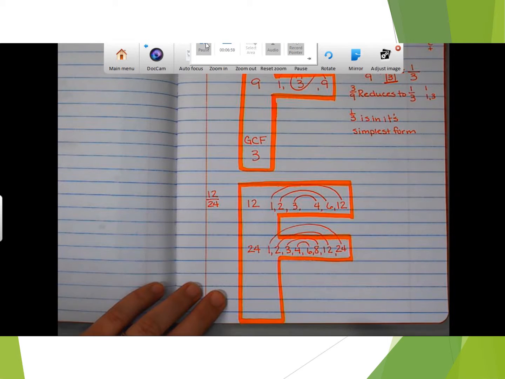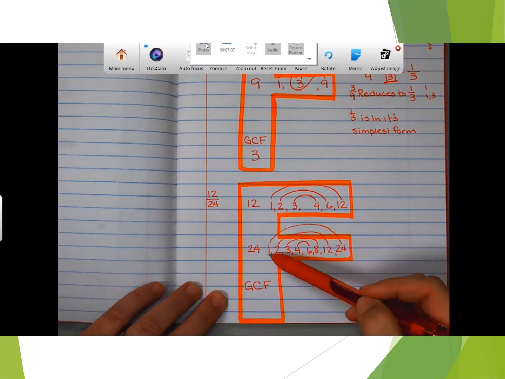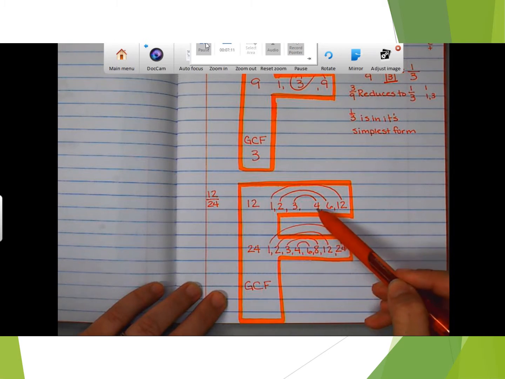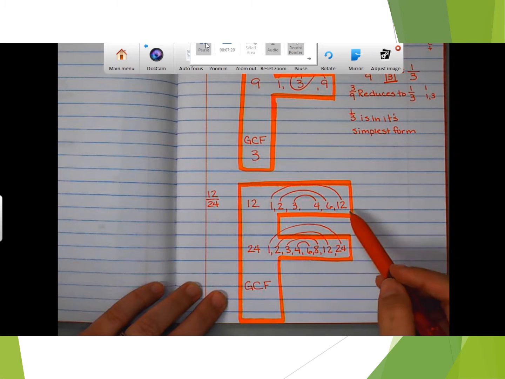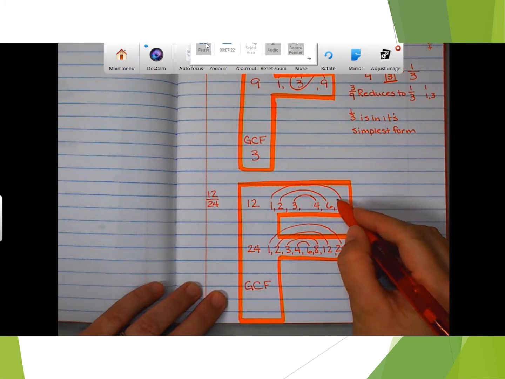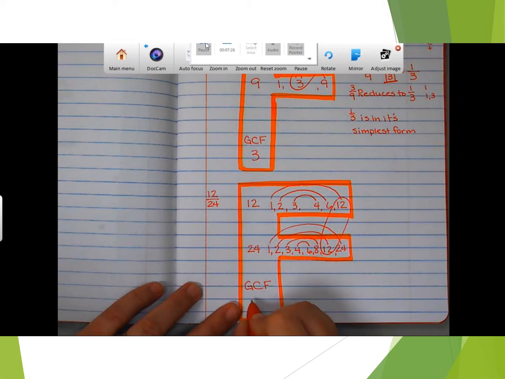Now we're looking to see which is the greatest common factor between 12 and 24. 1, of course, is the same. 2 is the same. 3 is the same. 4 is the same. 6 is the same. We don't have an 8 up here. We do have 12. So we're looking and we're getting the biggest. And our biggest, our greatest common factor is 12.